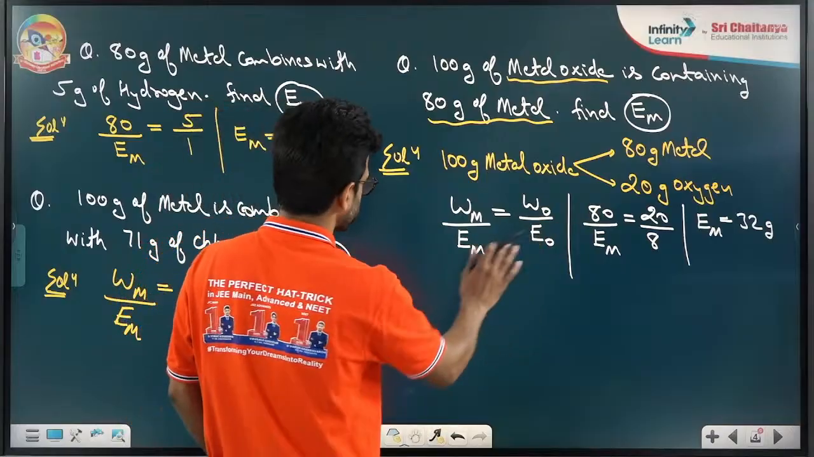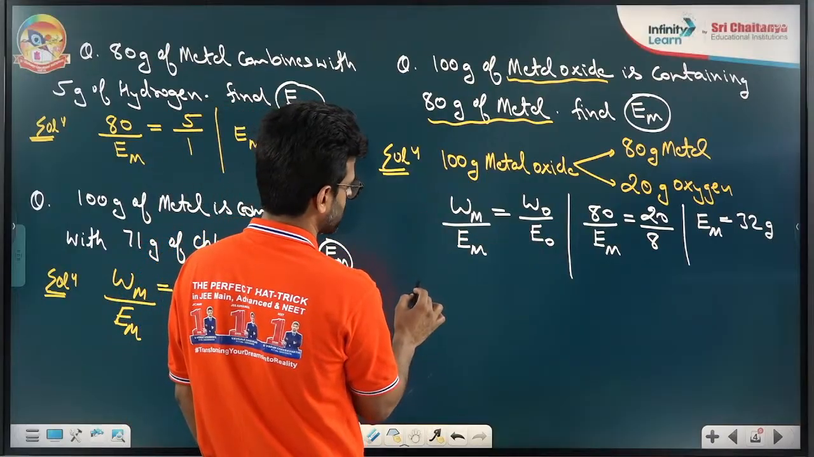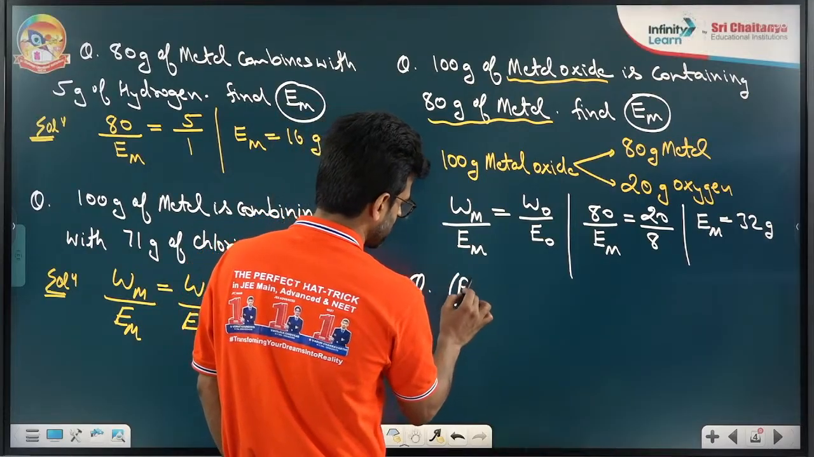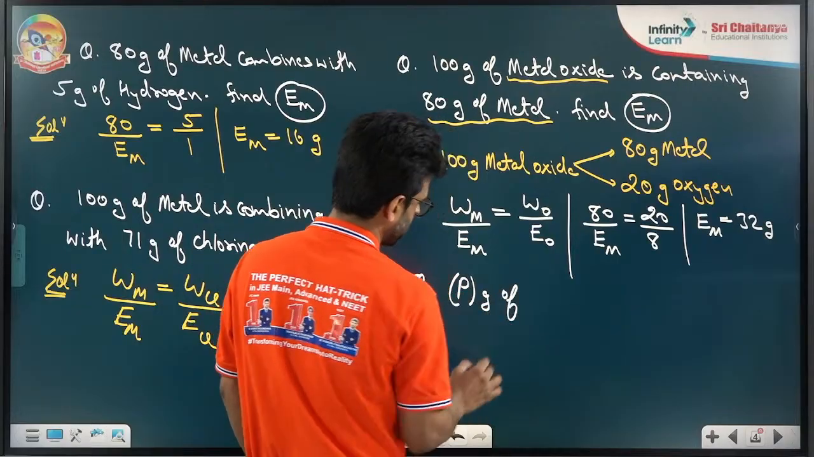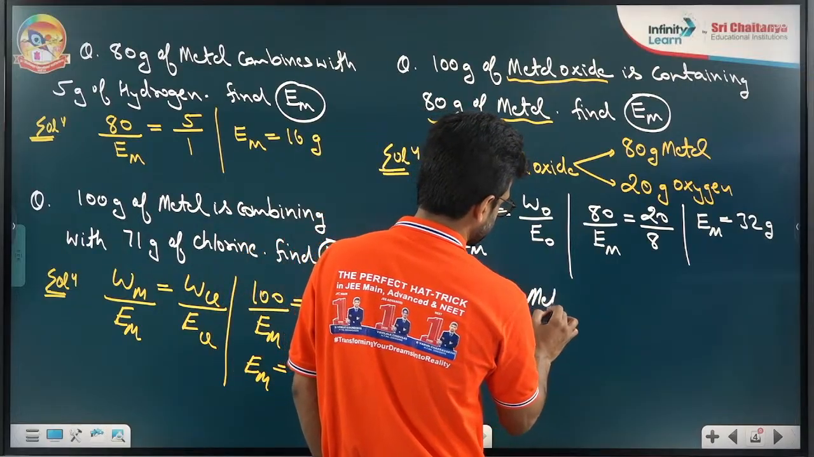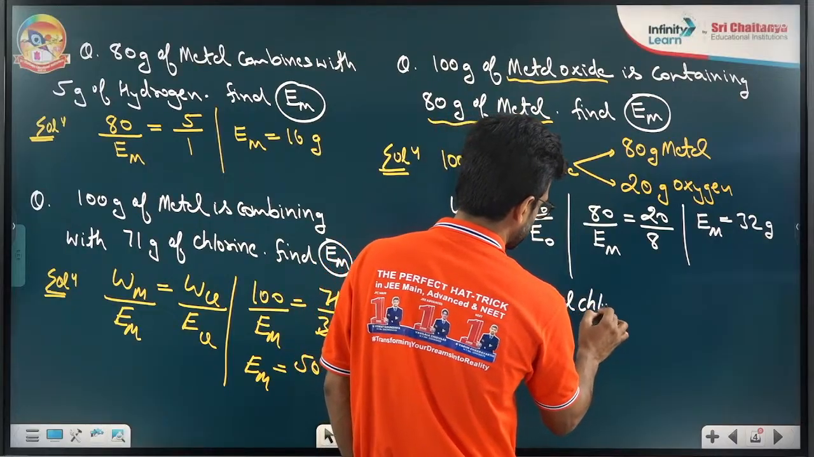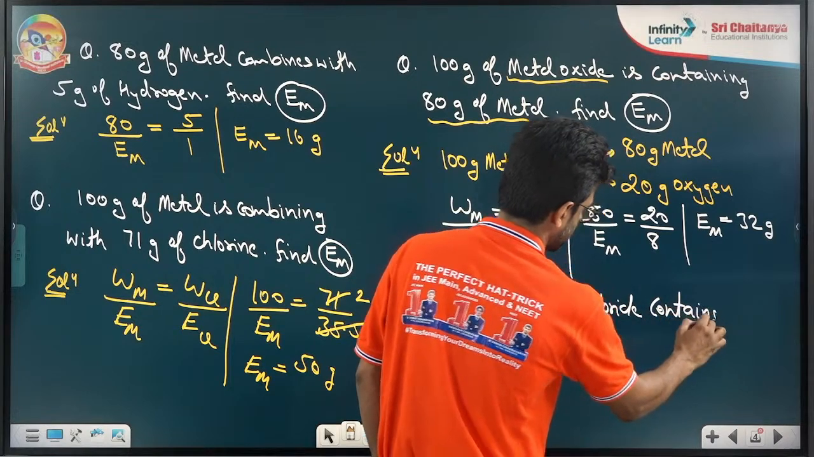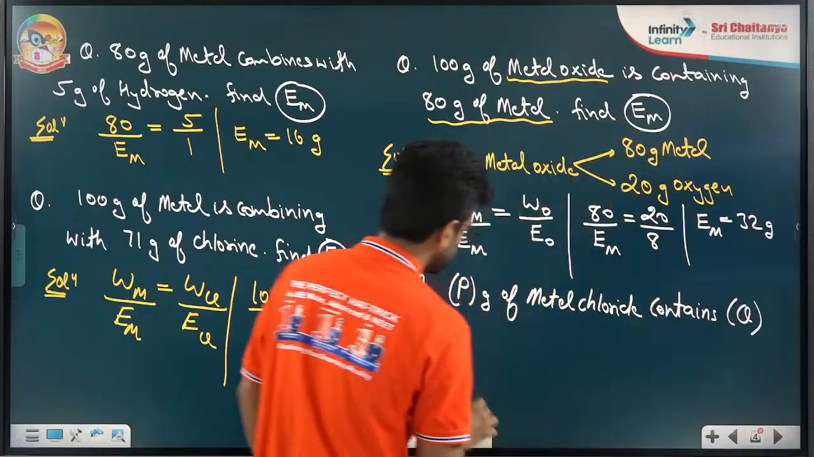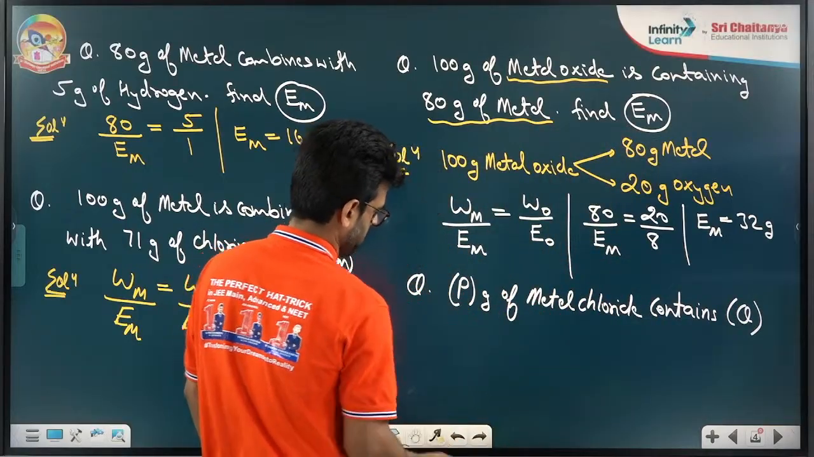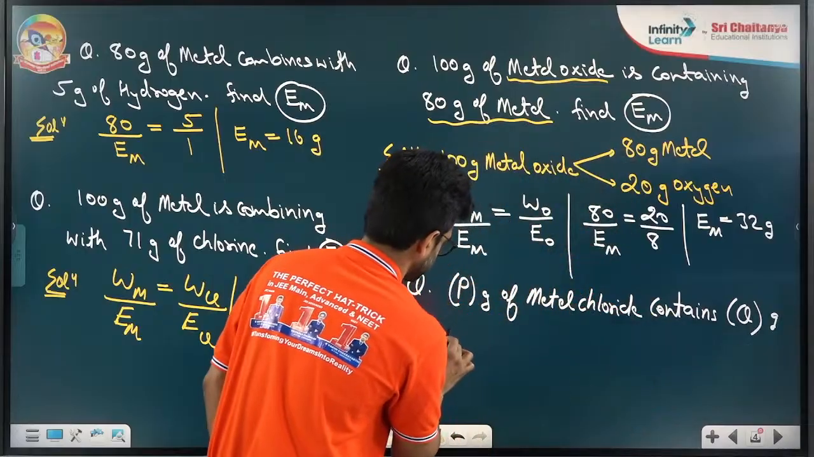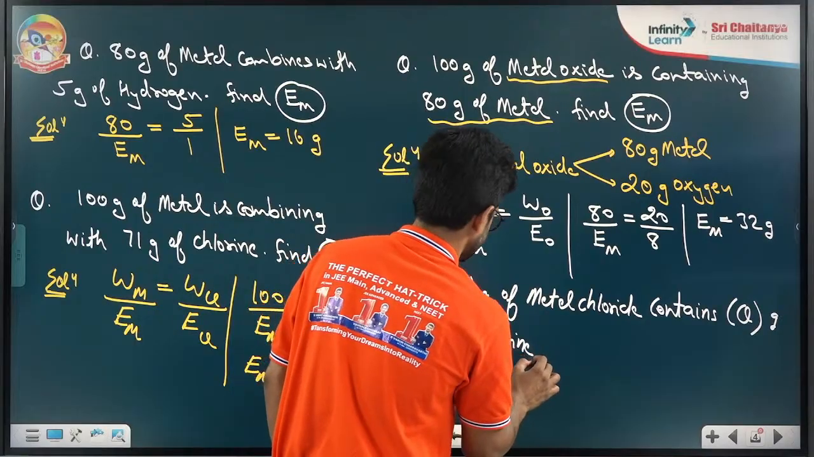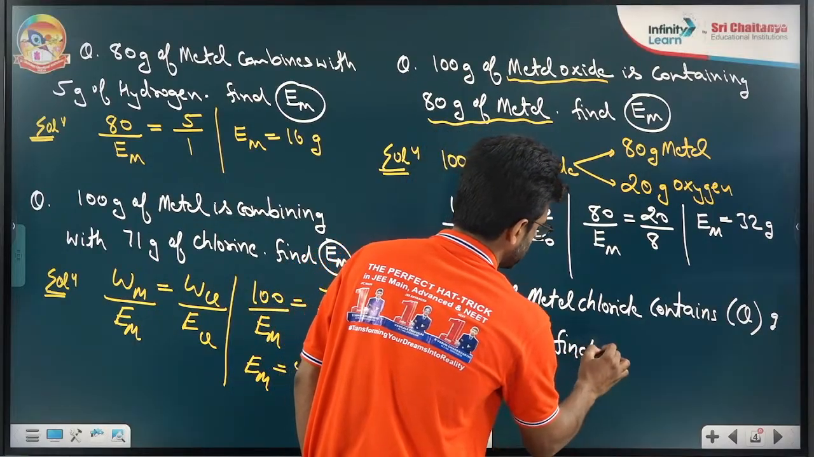Okay. Now, the next part. Same type of question I'm giving. This time I'm giving in terms of P or Q. Imagine P gram of metal chloride contains Q gram of chlorine. Find equivalent weight of metal.